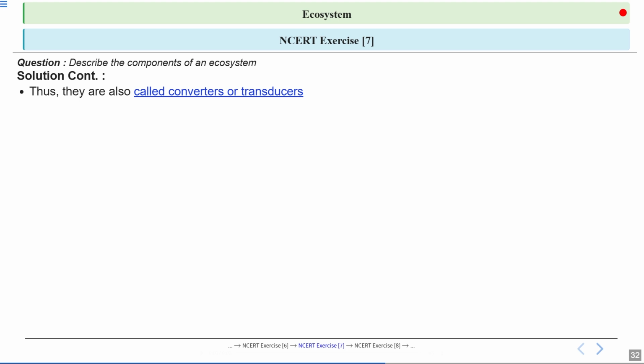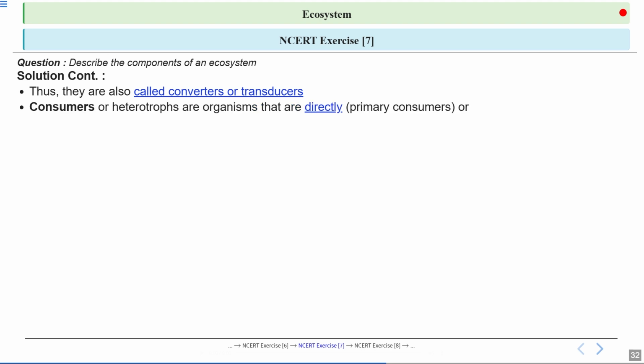Now, they are also called converters or transducers. So, they have the ability to convert light energy from the sun into chemical energy through the process of photosynthesis.